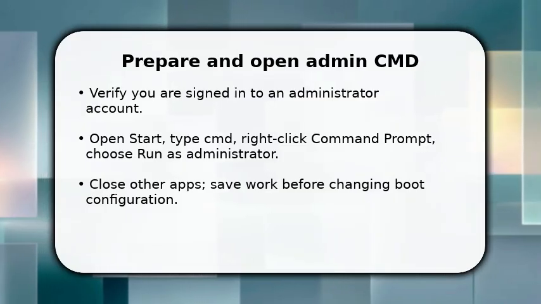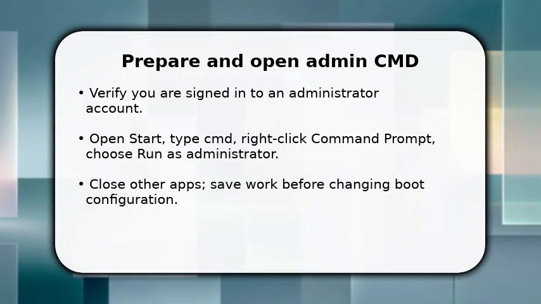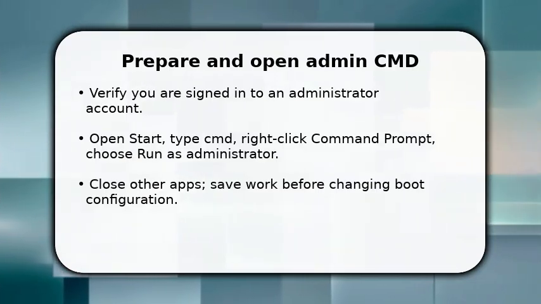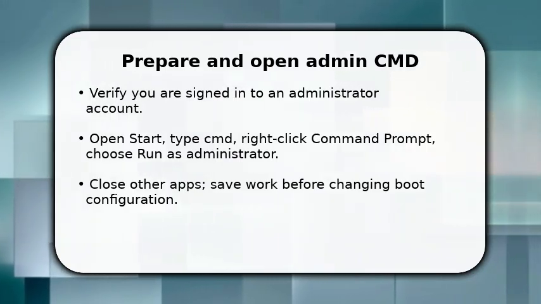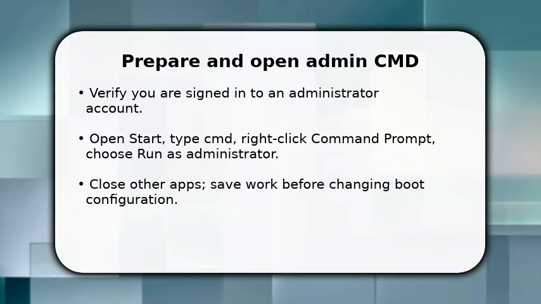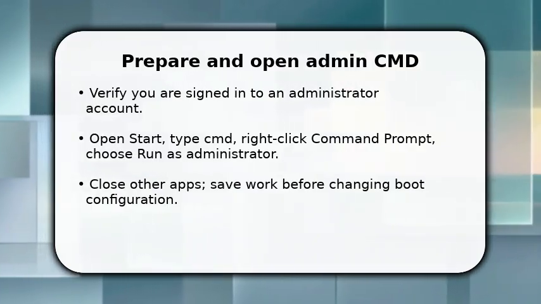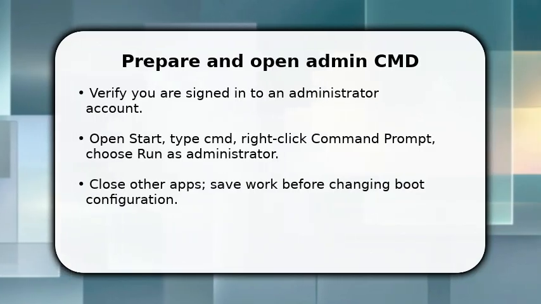You already have admin rights, so start quickly. Press Start, type CMD, then right-click Command Prompt and choose Run as Administrator. Once the elevated window appears, make sure the prompt shows Administrator: Command Prompt. You need an elevated shell to change boot options. Without it, changes won't apply.